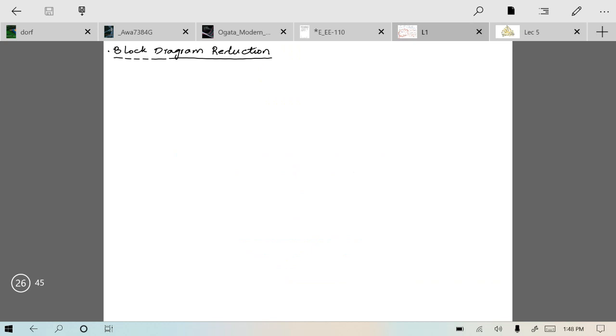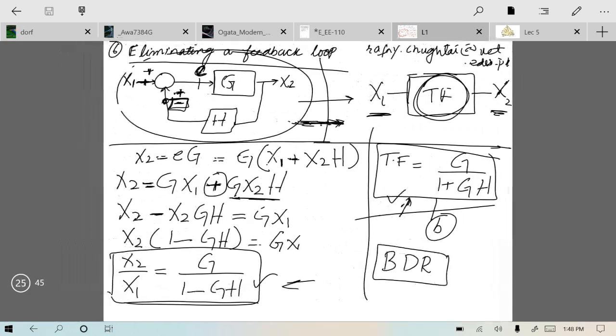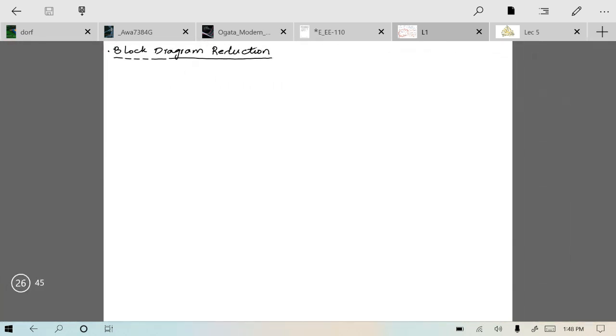So, last time we learned about block diagram reduction techniques. We started different techniques for how you can reduce the block diagram at different points or in different scenarios. We studied 6 basic techniques. In this lecture, we will study an example of block diagram reduction.